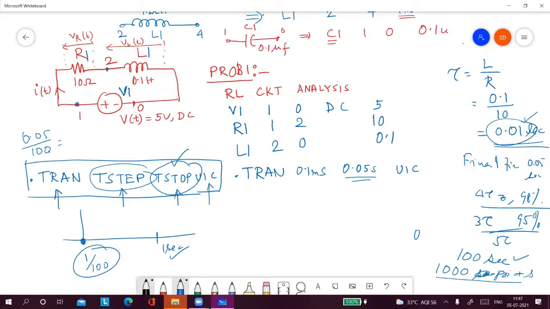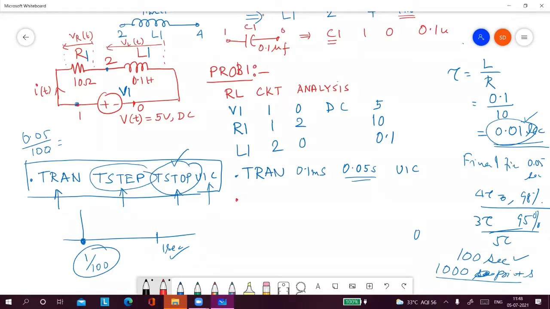I'm considering 0.05. Assume 0.1 millisecond is the time step. Then how many points are there? This, 0.05 seconds divided by 0.1 millisecond, will be the number of points in between the final and initial points.